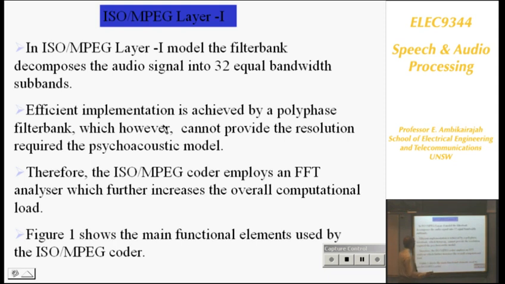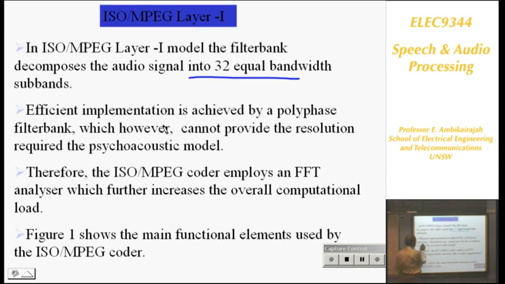So how does the MPEG layer 1 work? Basically, it's simple. I'll run through this. They have altogether 32 filters. They are on a bark scale, but they're equal bandwidth filters. Terry will go through them. I think they're equal bandwidth filters, right?